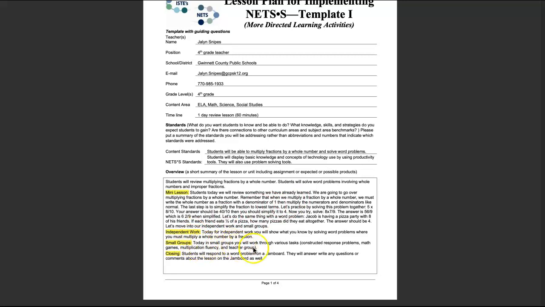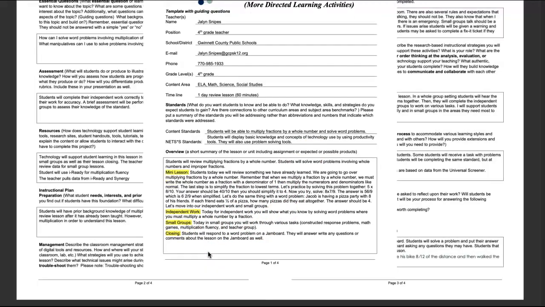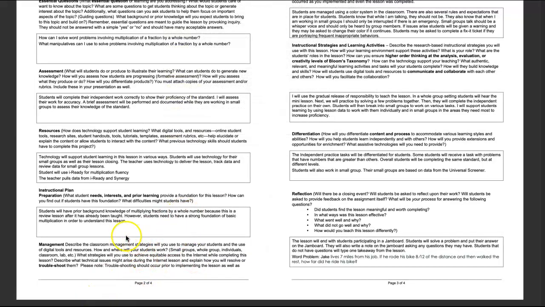Then in small groups, students were able to work through various tasks: constructive response problems, math games, multiplication fluency, and there was also a teacher group. In closing, students were able to respond to a word problem on Jamboard. They would answer and write any questions or comments about the lesson on the Jamboard as well. They had multiple forms of technology.